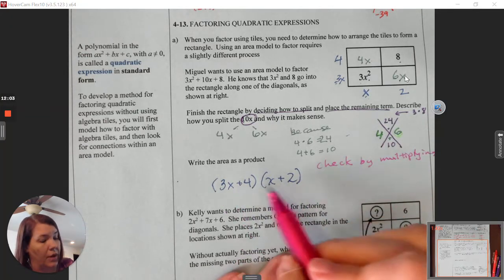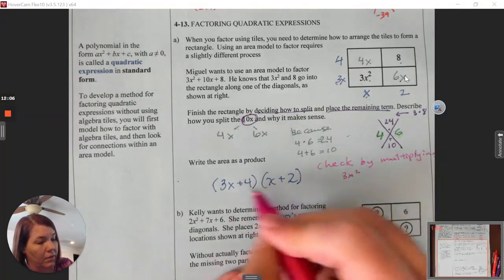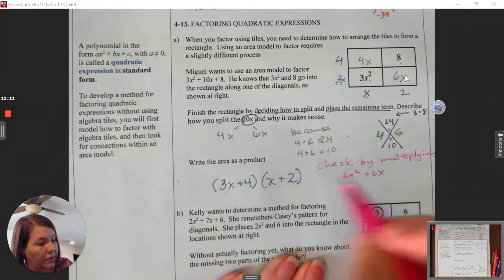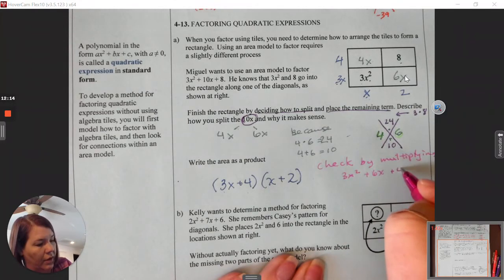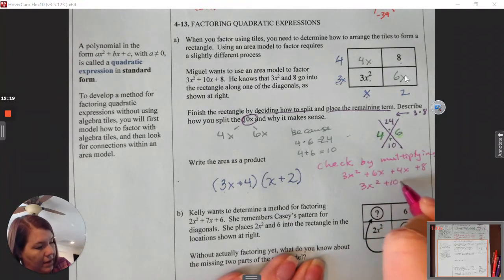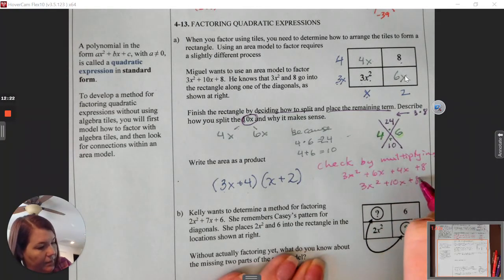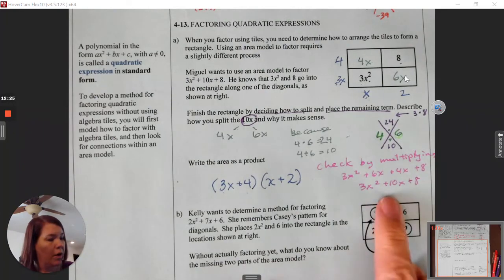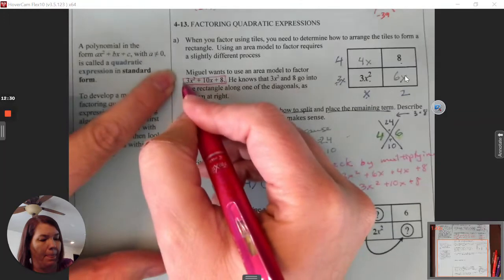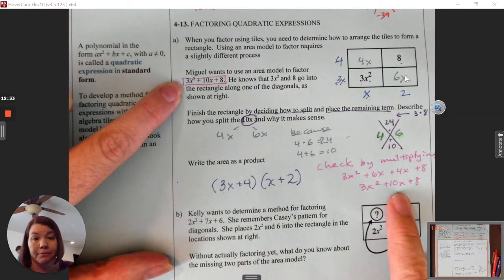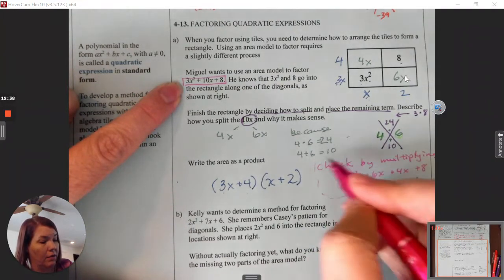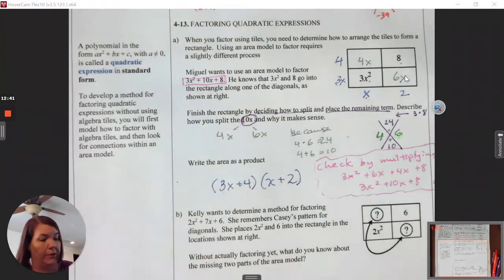So 3x times x is 3x squared. 3x times 2 is 6x. 4 times x is 4x. And 4 times 2 is 8. So I get 3x squared plus 10x plus 8. Okay, which is what I started with. Right? Those match. So that's good. So it looks like it checked. So this is me checking to see if I'm right.